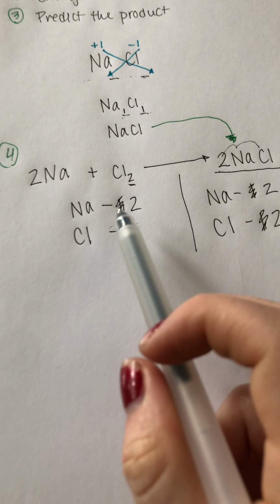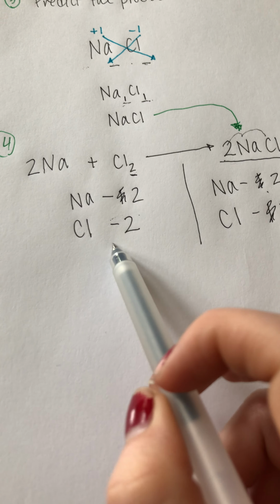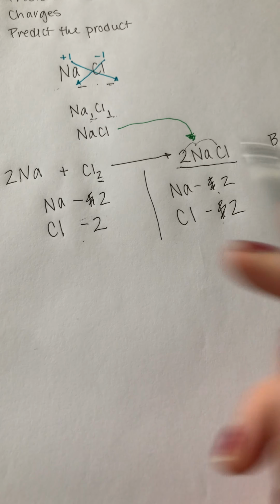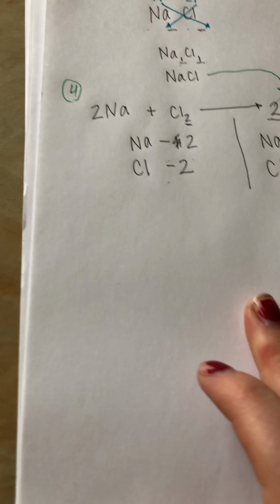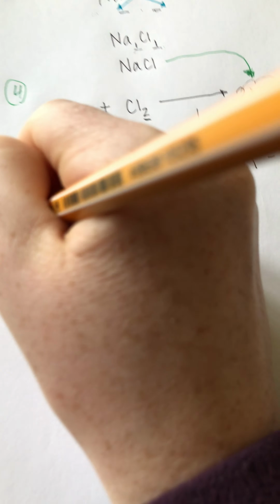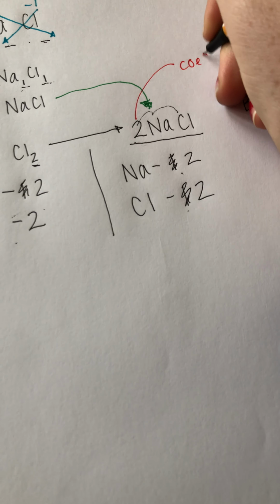So now our sodium are both 2 and our chlorine are both 2. And we have a balanced chemical equation, right? So let's write that down here. I'll put the coefficients. Remember that these numbers right here are called coefficients.